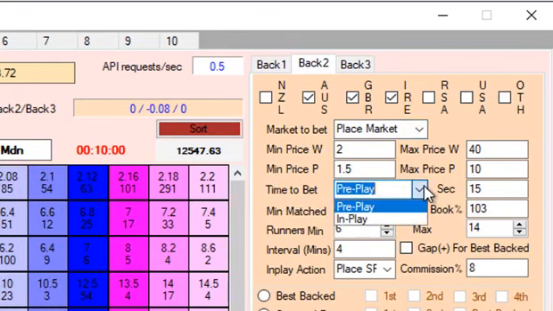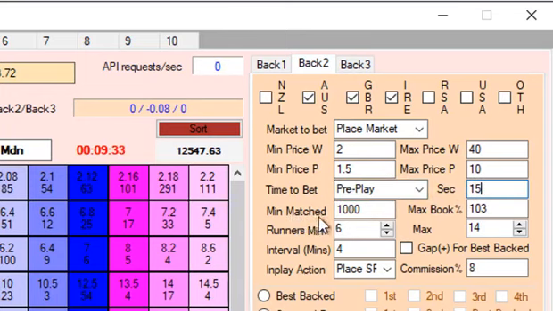Time to bet, we always have it at pre-play, but you've got an in-play option there. And 15 seconds, this is when the bot will make all its judgments on the price movements, or if you've only got the favourite tick like we have here, which is the favourite in that race now. At that 15-second interval mark, it will then make the judgments and place the bets. So that's quite important there.